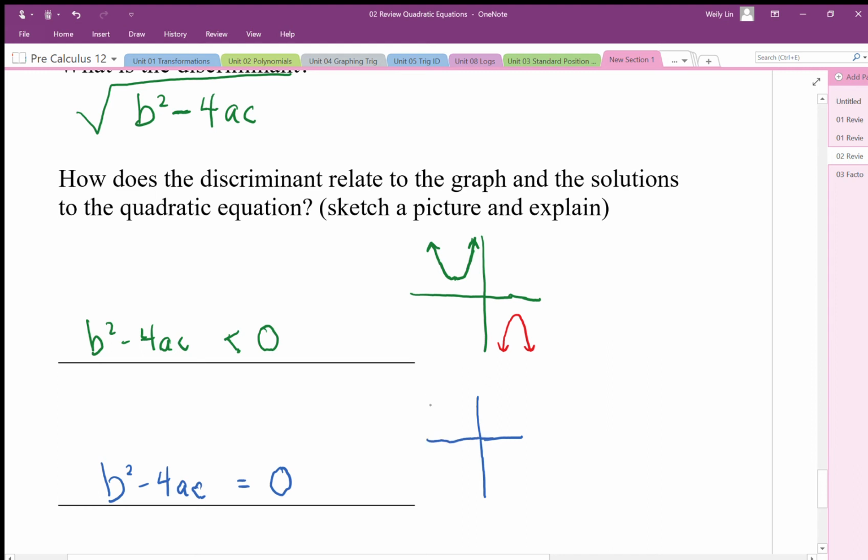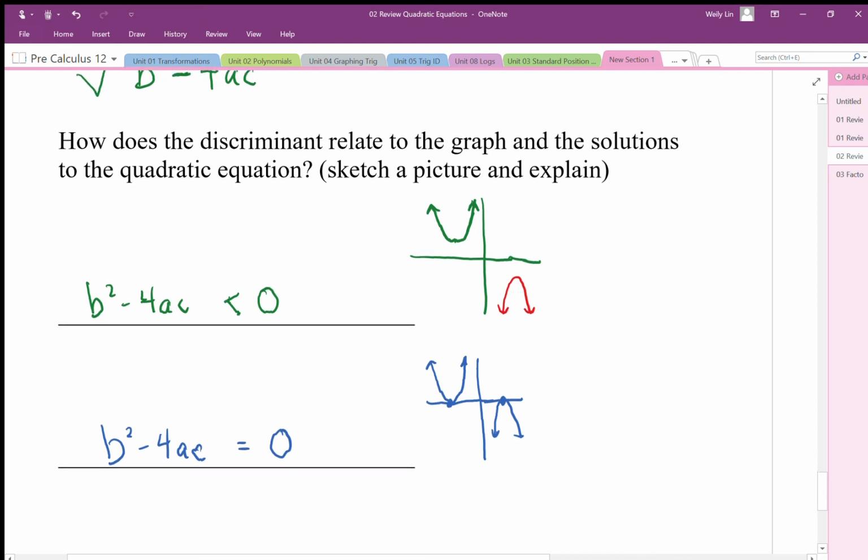So it's either going to touch the x-axis, just bounce like that, and just touch at one point, or it's going to be upside down and just touch at one point like that. Okay, so that's how we're going to get one solution. And notice as b squared minus 4ac goes from negative to positive, it's basically moving the parabola to touch the axis.